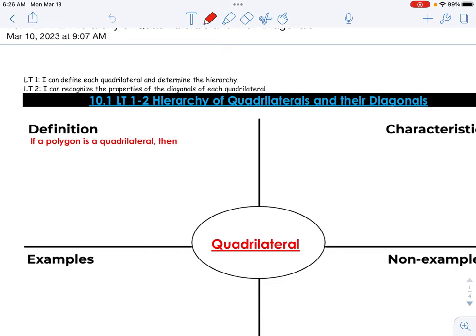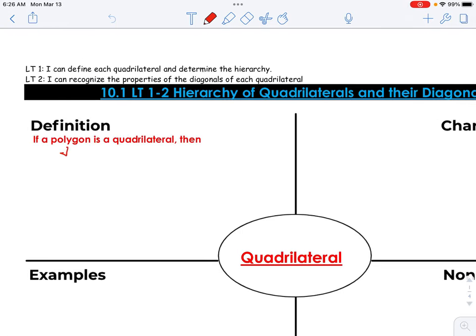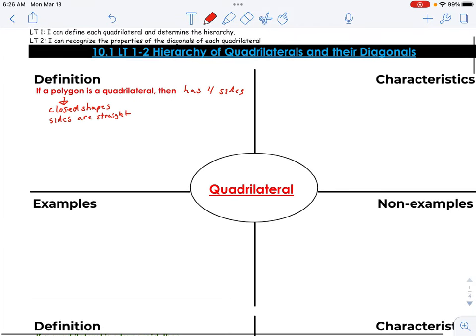What's a quadrilateral? If a polygon is a quadrilateral, so just so we're sure, polygons are closed shapes, and the sides are straight. And I'll talk more about that in the examples and non-examples. Then it has 4 sides. All right, and then since I'm just super excited, we'll start talking about examples.